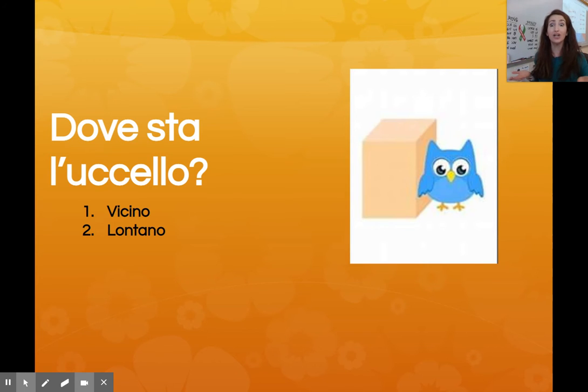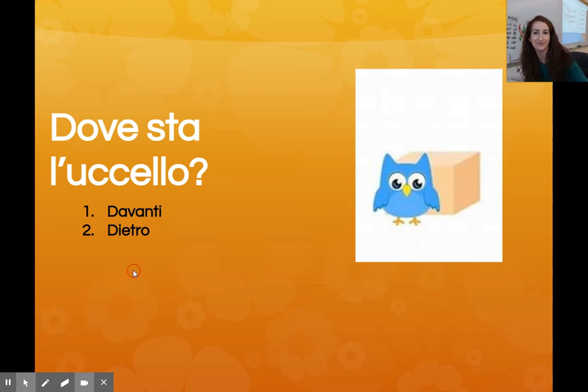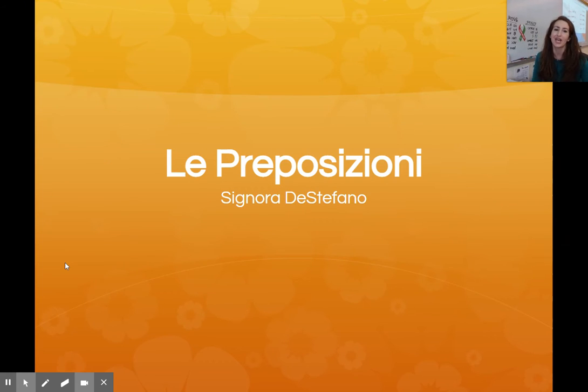Dove sta l'uccello? L'uccello sta vicino, vicinity, cognate, near the box. Lontano, far away. Dove sta l'uccello? Davanti o dietro? The birdie is, l'uccello sta davanti la scatola. So that was our quick review of le posizioni.